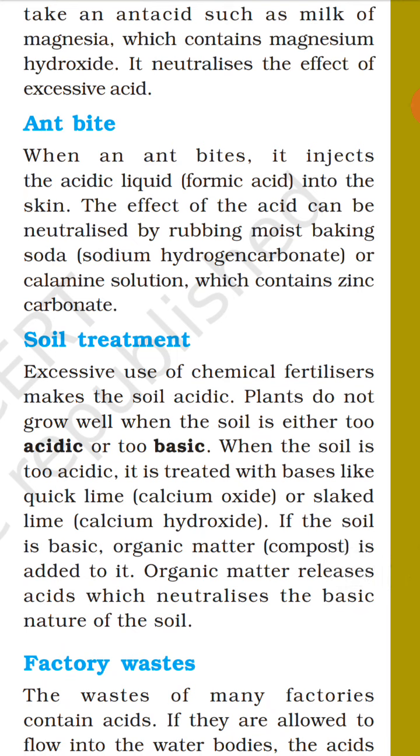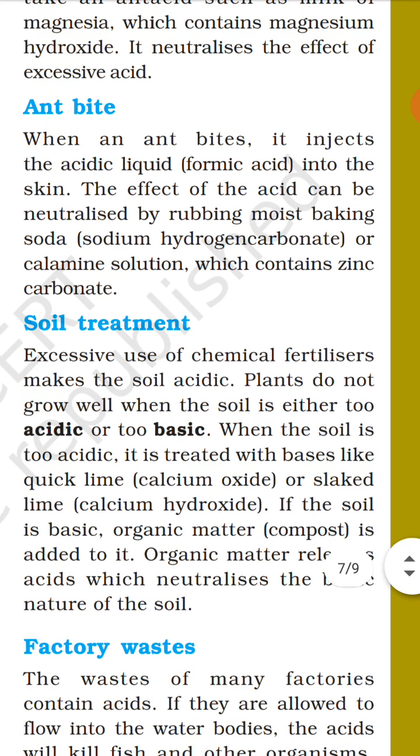Excessive use of chemical fertilizers makes the soil acidic. Plants do not grow well when the soil is either too acidic or too basic. When the soil is too acidic, it is treated with bases like quicklime, calcium oxide, or slaked lime, calcium hydroxide. If the soil is basic, organic matter, compost, is added to it. Organic matter releases acids which neutralizes the basic nature of the soil.